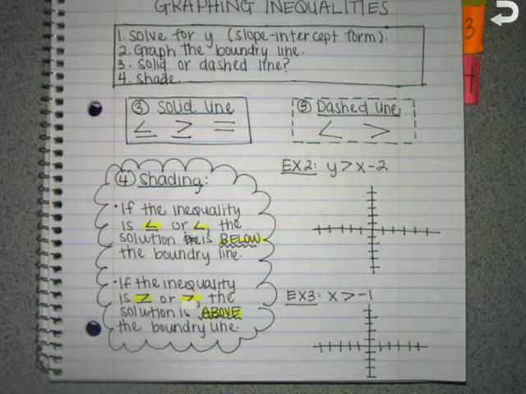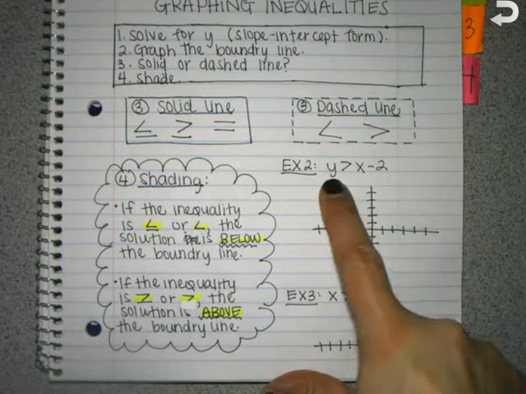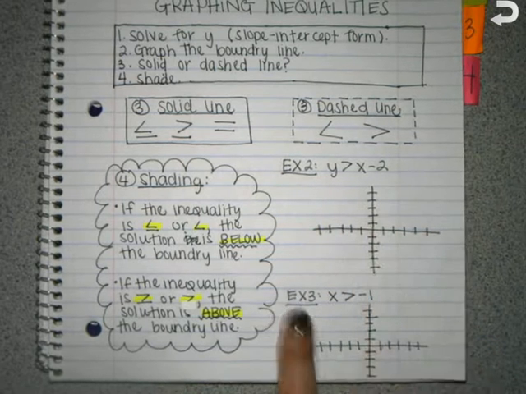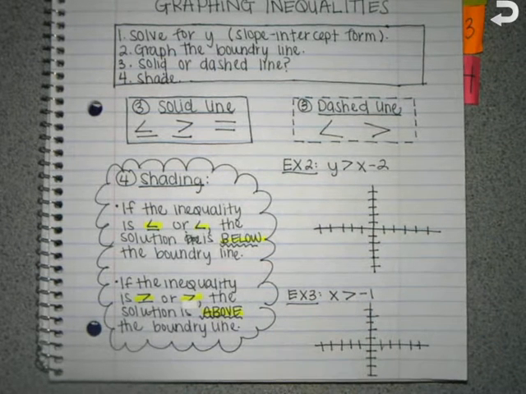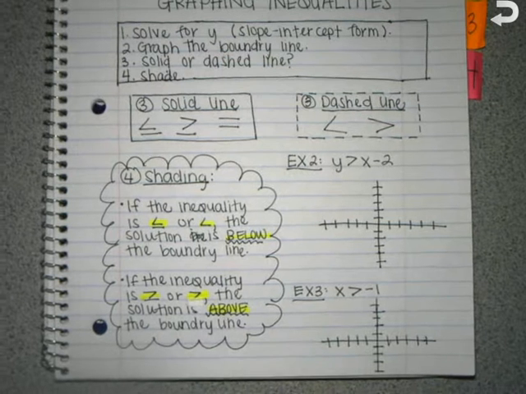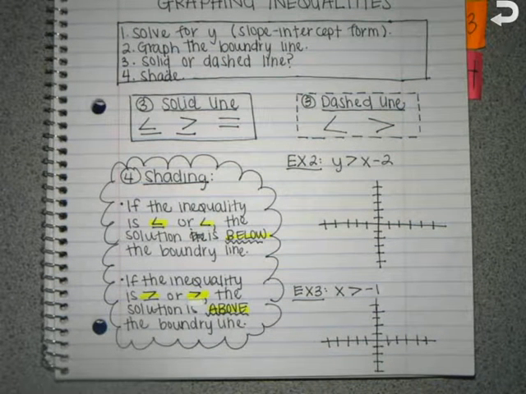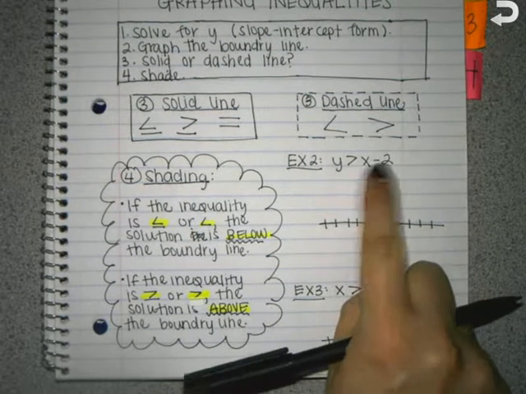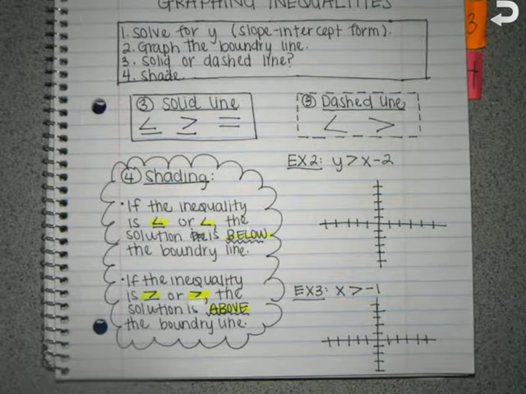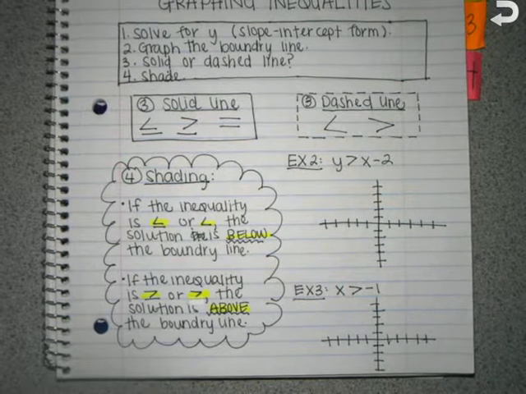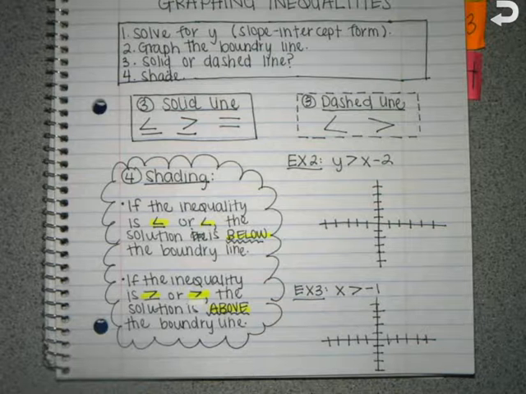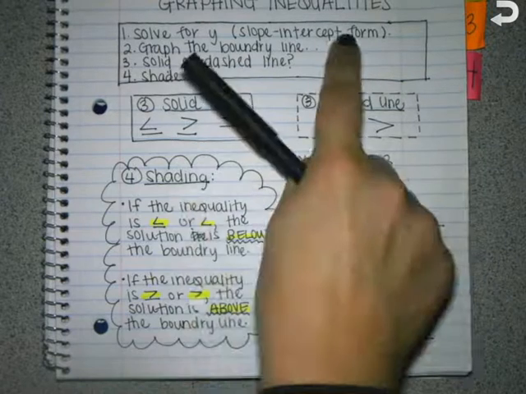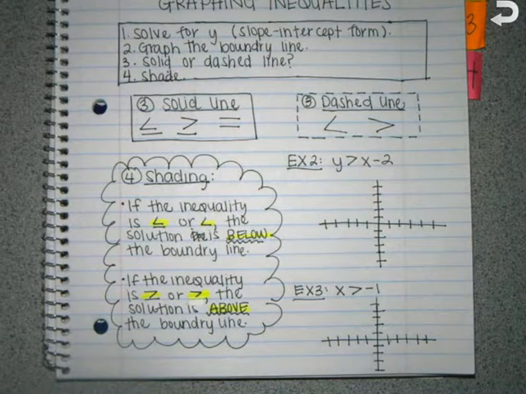And then we're going to do 2 examples. We're going to graph y is greater than x minus 2, and we're going to graph x is greater than negative 1. So example 2, we have y greater than x minus 2. Is this in slope-intercept form? Yeah. I believe on your homework, and don't quote me on it, but I believe they all already are in slope-intercept form. I just put that step just in case they're not, because you should know how to do that, right?